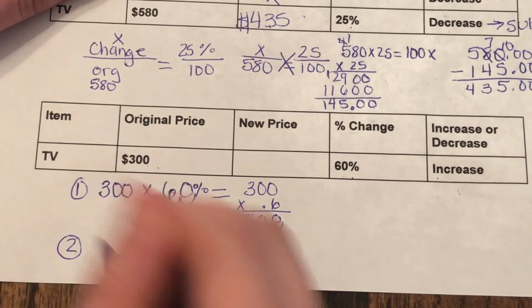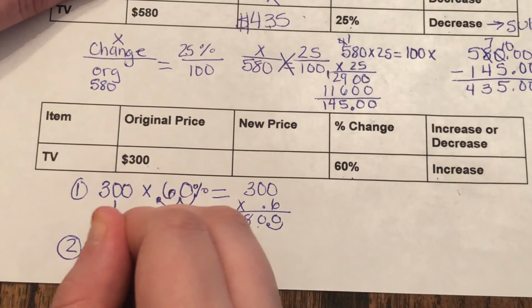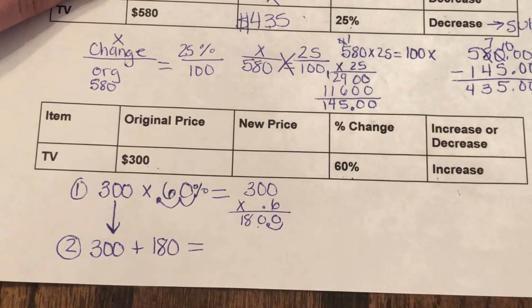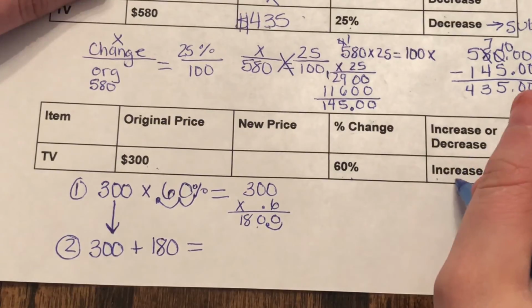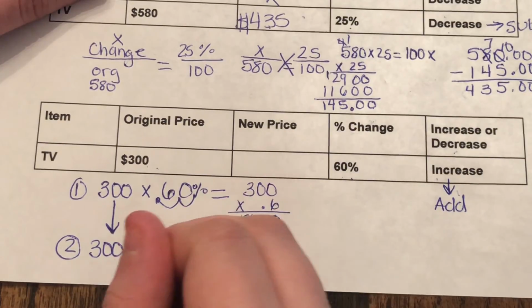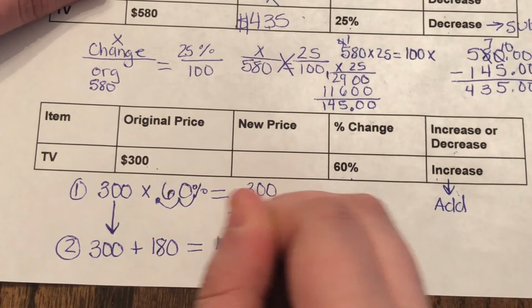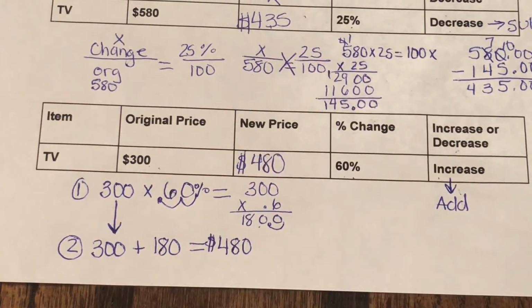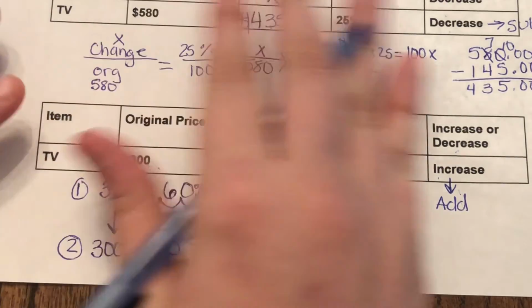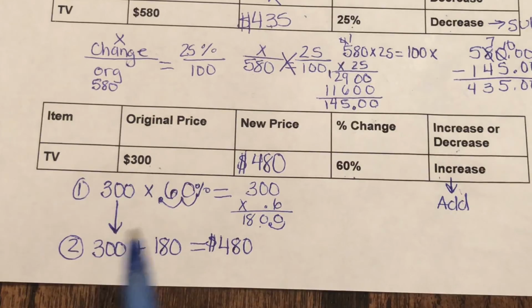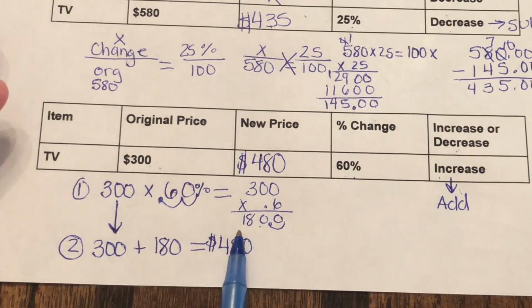So step number 2 is to take your original price, which is 300, and add it to the $180 of what the change was, the percent of change. Increase means to add to the price. Decrease means to subtract. So my new price of my TV is $480. Okay, so that's just one different way for you to look at a problem that was just like the one before it. So what we found out here is that 300 plus 180 got me $480.